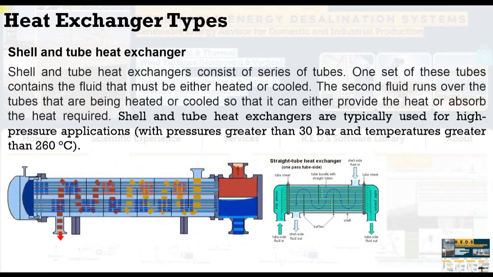Of the common types of heat exchangers, the famous type is the shell and tube heat exchanger. Shell and tube heat exchangers consist of a series of tubes. One set of these tubes contains the fluid that must be either heated or cooled. The second fluid runs over the tubes that are being heated or cooled, so that it can either provide the heat or absorb heat as required. Shell and tube exchangers are typically used for high temperature applications with pressure greater than 30 bars and temperature greater than 260. As you can see in this schematic, this is the cooling side. A flow goes from the bottom, and this is the exit side, and this is the hot side, the other fluid. So the coolant or cooled side absorbs heat from the hot side, exchanging heat between both sides.